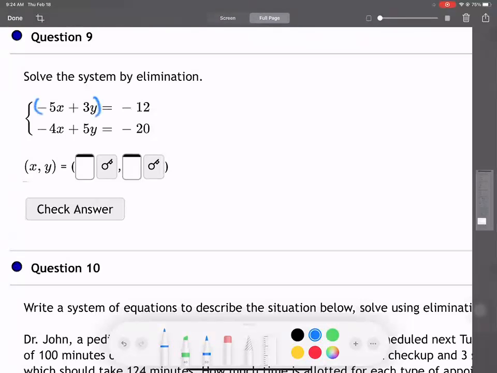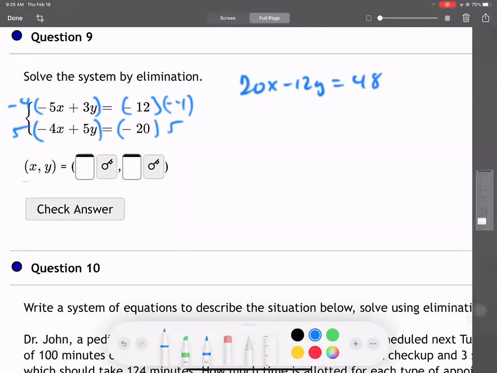Okay, so I'm going to multiply this by a -4, and then multiply the bottom by a +5. The reason why? Because they'll both make 20, but I want one to be positive and one to be negative. So I'm going to make them different signs. So when I multiply the top by a -4, that's +20x minus 12y equals +48. When I multiply the bottom by +5, we end up with 20x plus 25y equals -100.